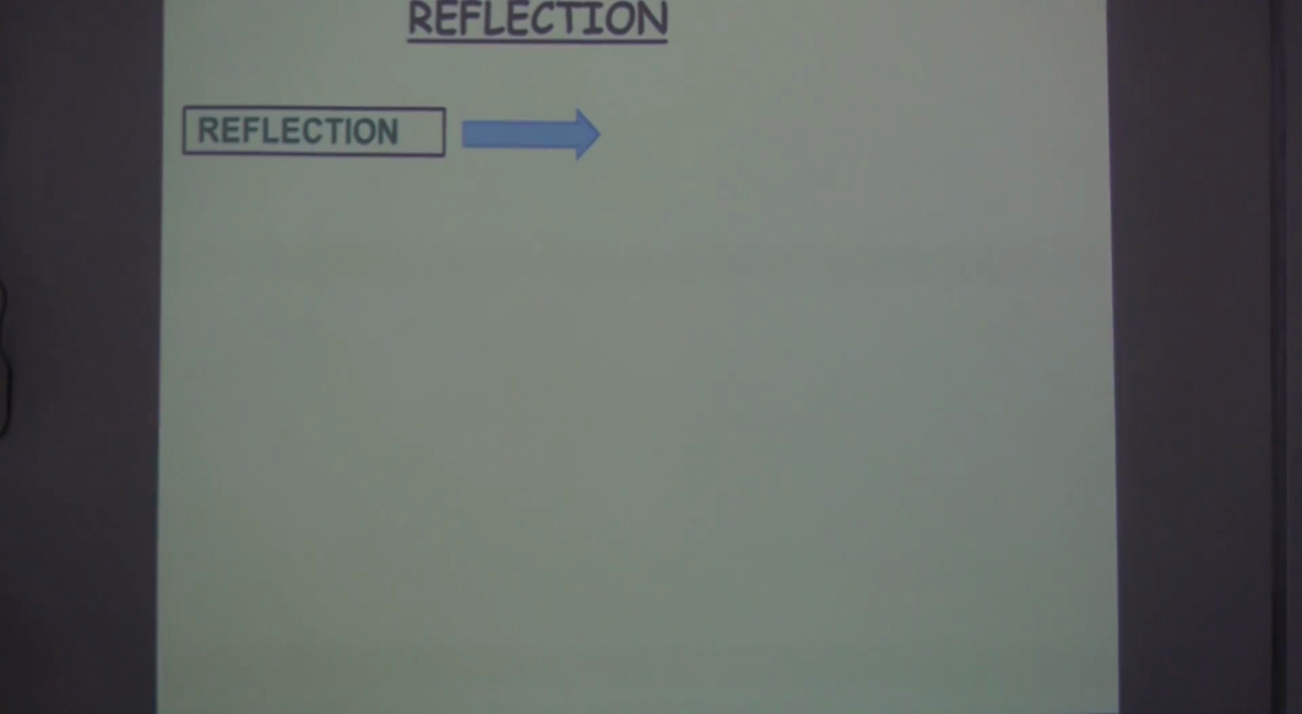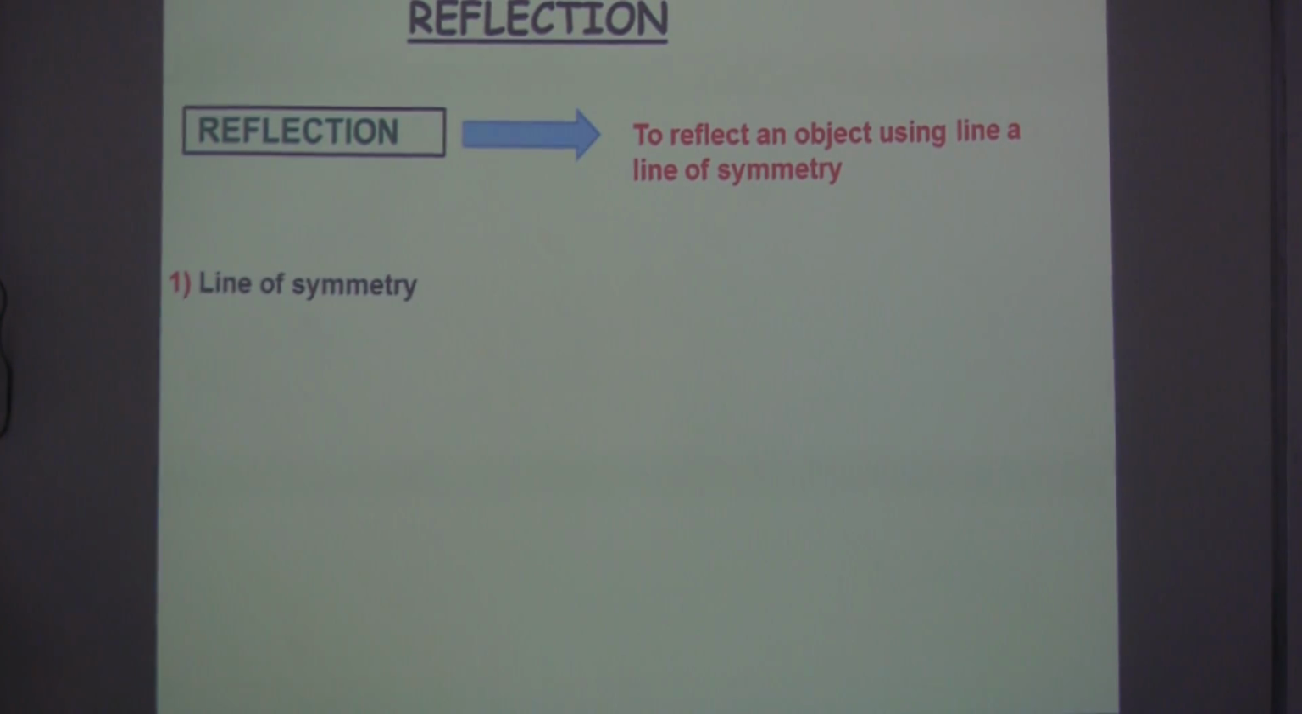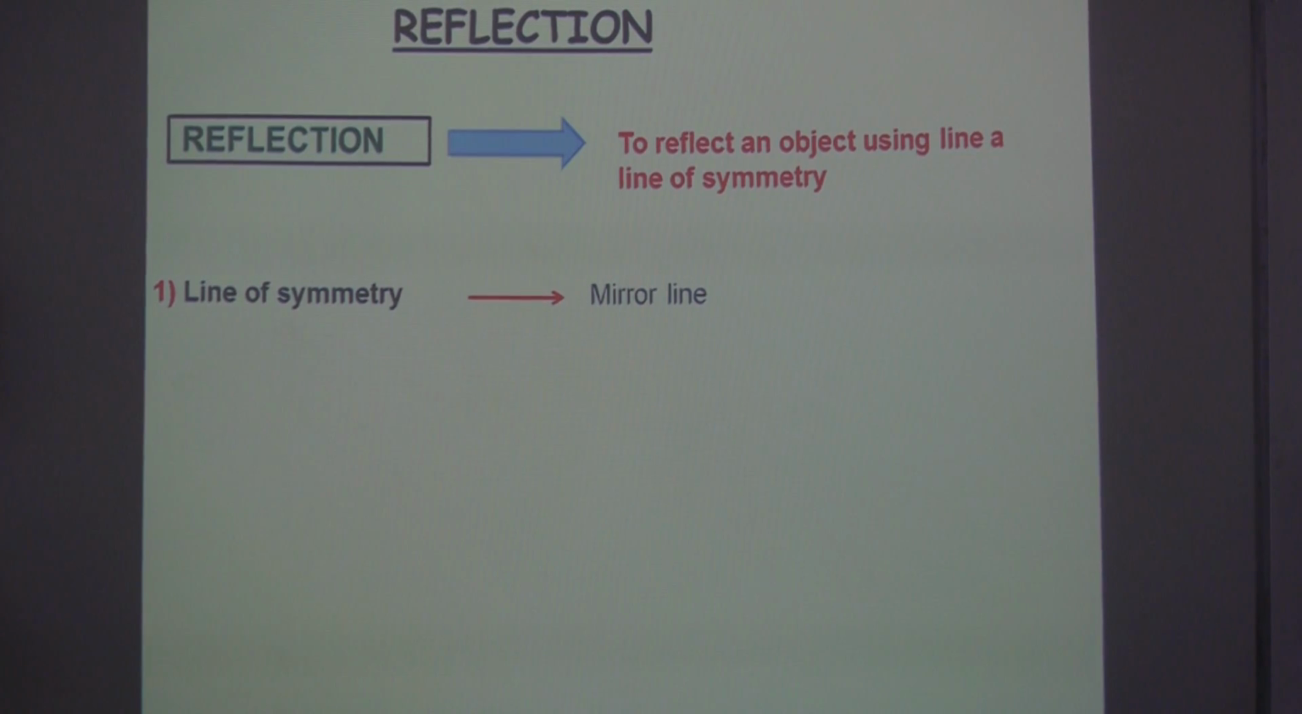So the first one is reflection. I've defined it very briefly. So it's to reflect an object using a line of symmetry. I've got the word line twice there, just ignore it. So a brief definition would be to reflect an object using a line of symmetry. What you need to know about reflection is the line of symmetry, which is the same thing as saying mirror line. So the one thing that you need to know about reflection was your line of symmetry. If you want to note that down on the PowerPoint slide that I've given you under reflection.